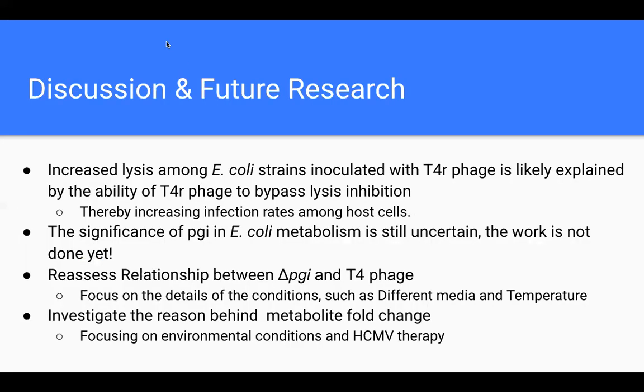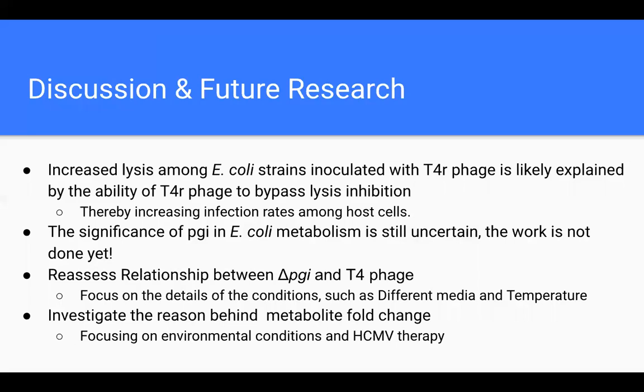In conclusion, the increased lysis among E. coli strains inoculated with the T4R phage is likely explained by the ability of T4R phage to bypass lysis inhibition, thereby increasing infection rates among host cells. However, the significance of Pgi in E. coli metabolism is still uncertain as there is more work to be done.